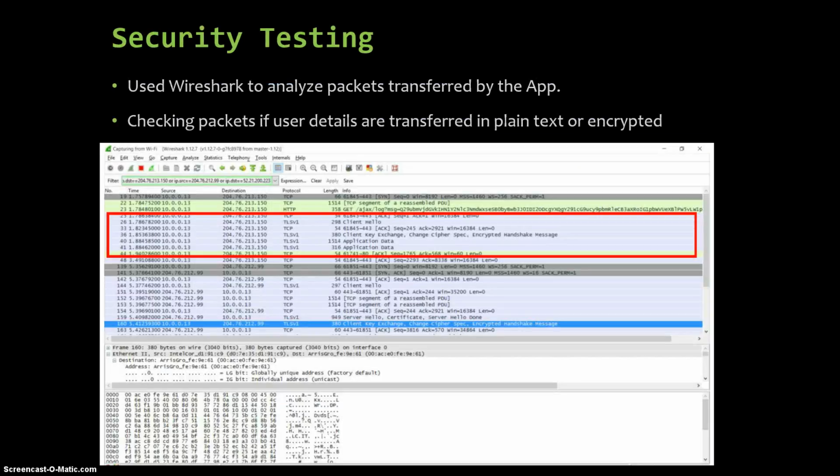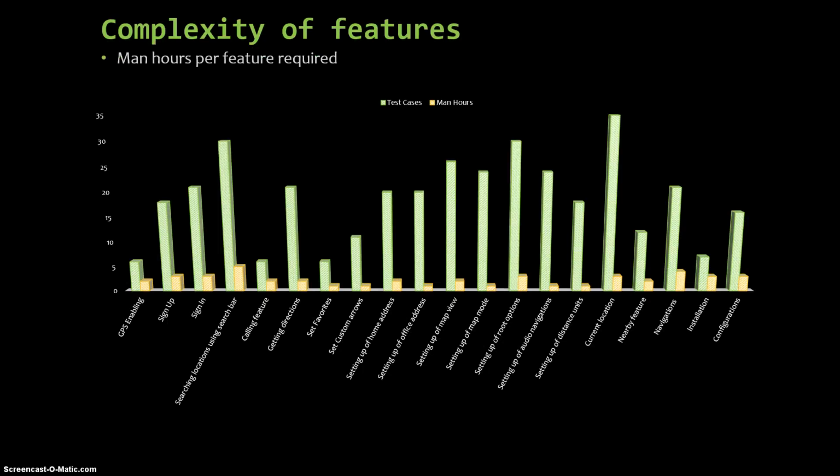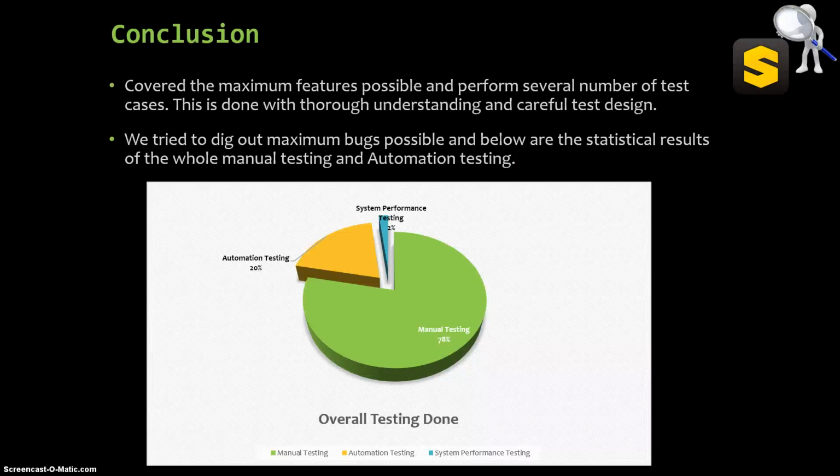We also performed some security testing, and this is the most important part of any product: whether the product is secure or not. We found that the product is using the TLS version 1.2 protocol, which is very secure, and it transfers all the user information over secure connections using encryption and hashing algorithms. We used Wireshark to analyze the packets transferred by the application. This is the complexity of our features with manpower, and the conclusion of our report will be explained by Gokul.